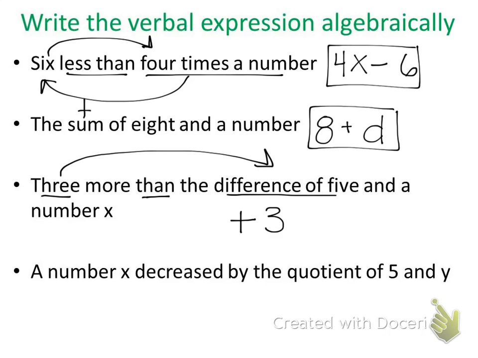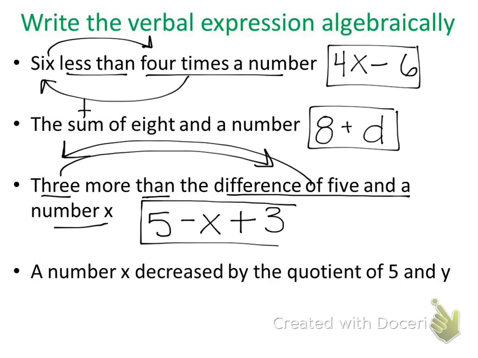Then I have the difference of 5 and a number x. What does the word difference mean? Division. Subtraction. Look at your paper. Subtraction. So 5 and a number x. So I know I can do 5 minus x. And this is how you would write this problem right here. 5 minus x plus 3.